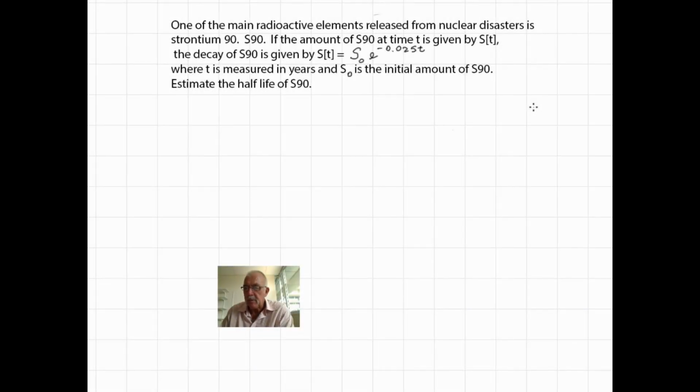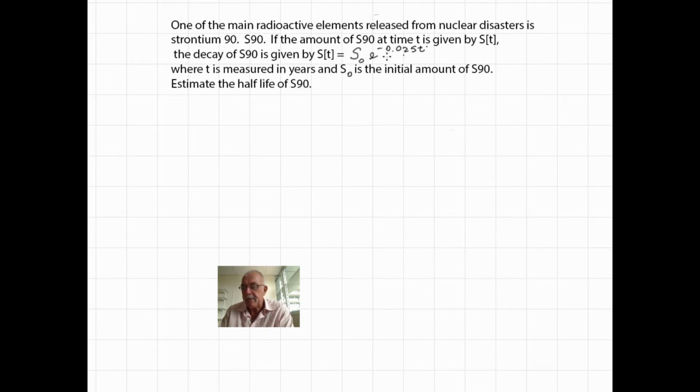Here we have a typical question involving exponential decay. We'll read the question first. One of the main radioactive elements released from nuclear disasters is strontium-90. We'll call that S90. If the amount of S90 present at time t is given by S of t, like a function involving t, the decay of S90 is given by S of t equals S0 e to the minus 0.025 t. So we've got our exponential models involving e to the minus kt.